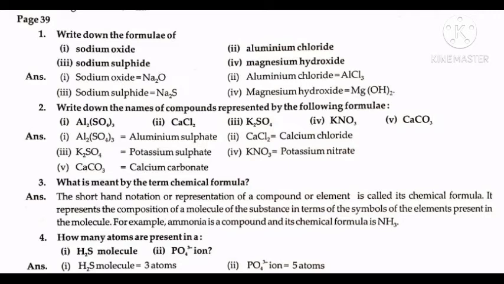Question number 4. How many atoms are present in first one H2S molecule, second PO4 3- ion? Answer, H2S molecule contains 3 atoms. Second one PO4 3- ion has 5 atoms, P 1 and 4 O, totally 5 atoms. Take it down as homework. Write in a paper as a home assignment.